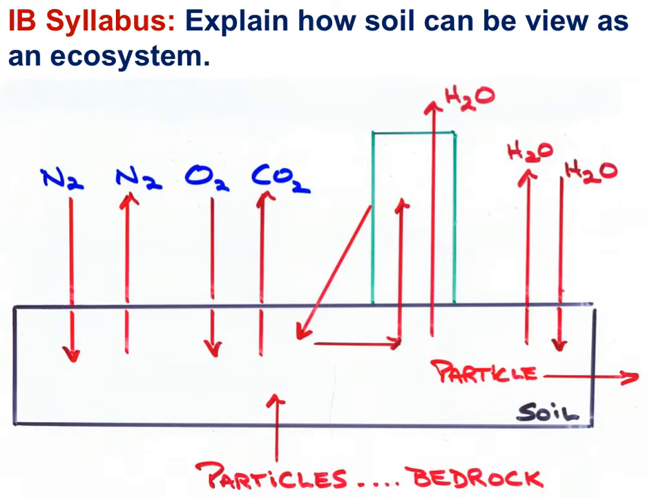Now, the outputs include the uptake of nutrients and water by plants, as well as leaching, which would be the loss of some minerals down to lower levels of the soil. Within the soil system, the storages include organic matter, organisms, nutrients, minerals, air, and water.